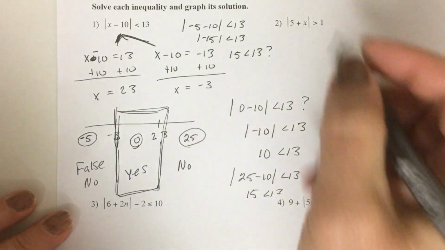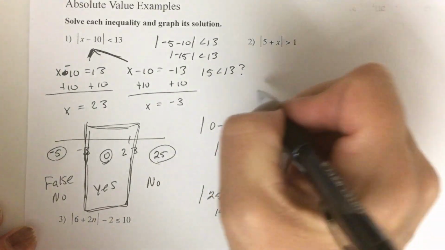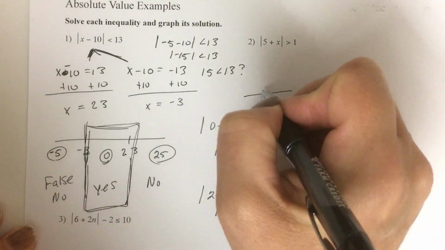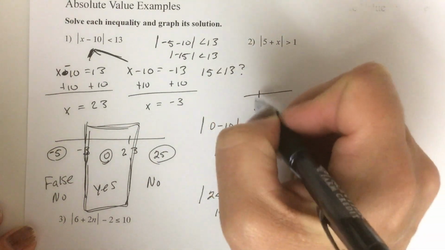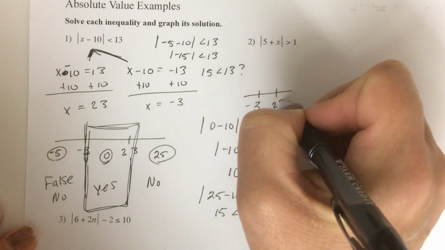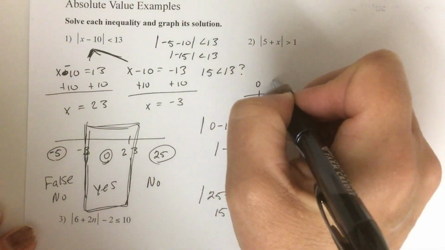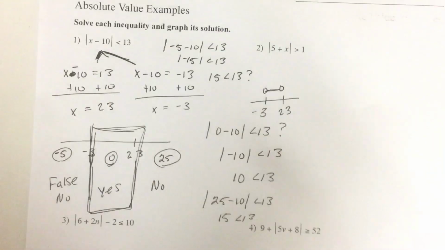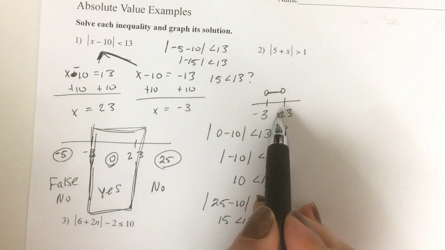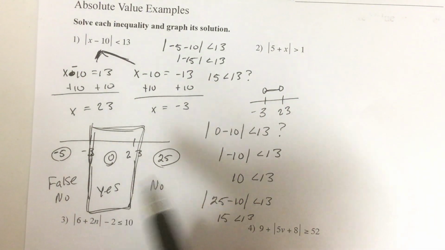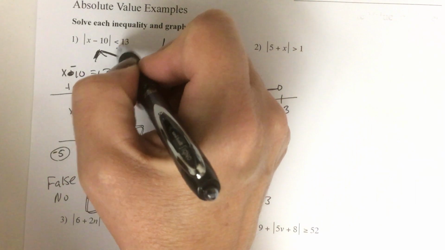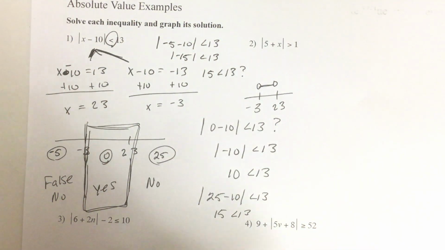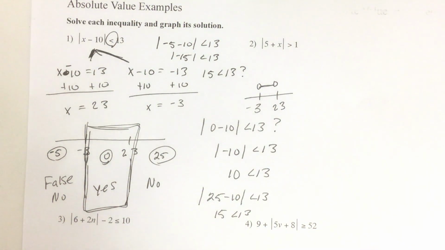So you could express your answer. I should have made more room here. You can express your answer on a number line. So negative 3 and 23, an open circle and an open circle, and connect between the two. That's everything between negative 3 and 23, which is where my yeses came from. And I use an open circle because my original sign is less than, not less than or equal to.